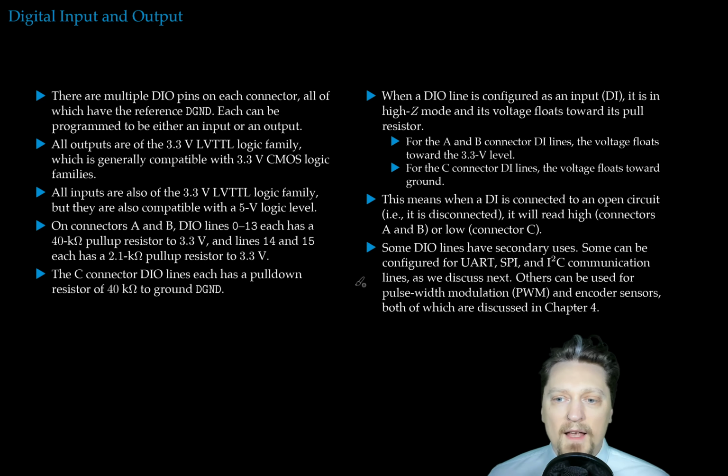Some DIO lines have secondary uses. Some can be configured for UART, SPI, and I2C communication lines, as we discuss next. Others can be used for pulse width modulation, PWM, and encoder sensors, both of which are discussed in the next chapter.